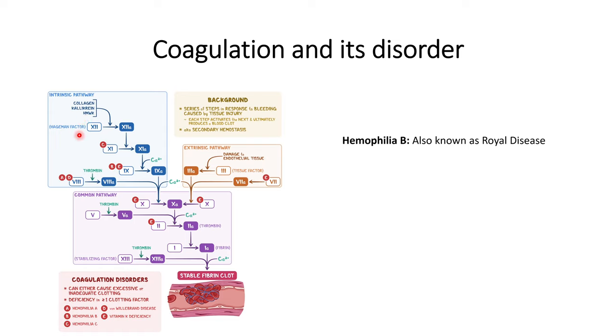In the intrinsic pathway, it starts with Hageman factor, or factor 12. It gets activated when it comes in contact with collagen, kallikrein, and HMWK. Factor 12 will get activated to factor 12A, and this factor 12A will activate factor 11, and that will activate factor 11A. The absence of factor 11 has been observed in patients, and those patients are called hemophilia C, as mentioned in the left bottom section.